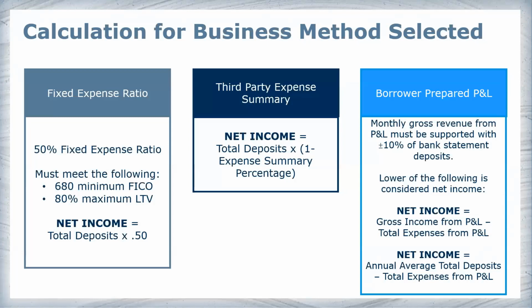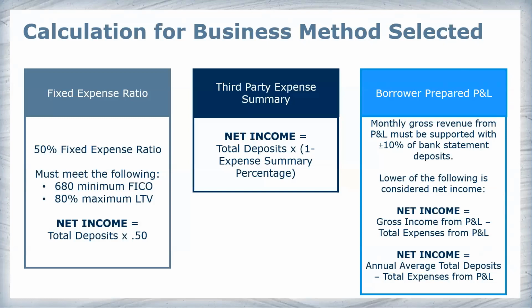First, you're going to look at the gross revenue from the P&L and make sure it is within 10% variance from the total bank statement deposits. Then you will look at the lower of the 2 net income calculations based on the P&L gross income and the annual average total deposits. Let's look at an example.